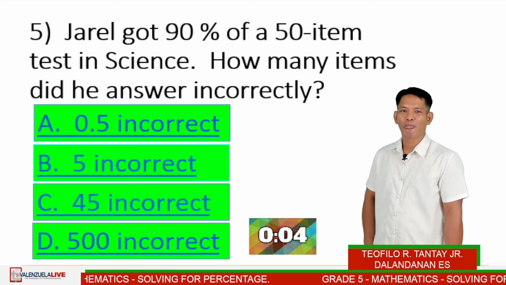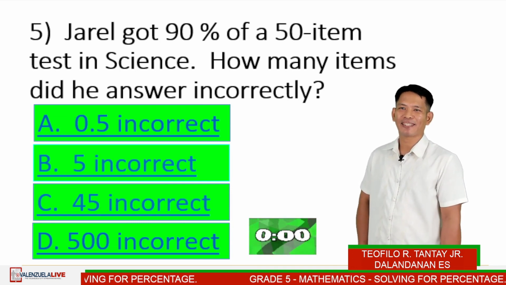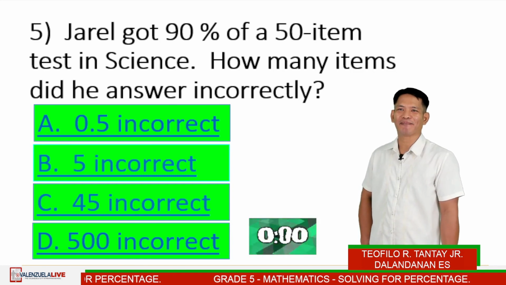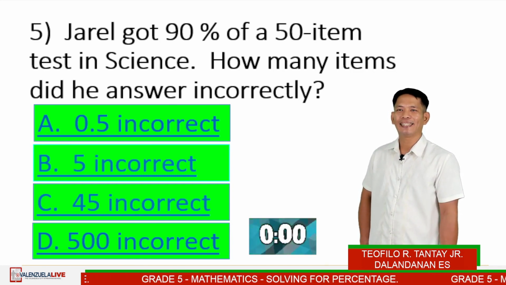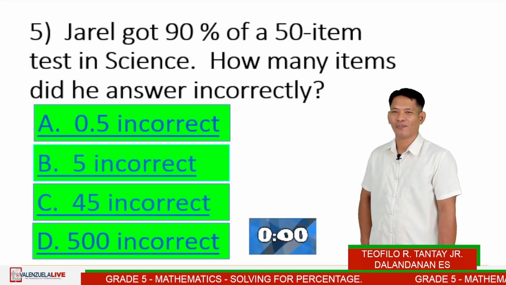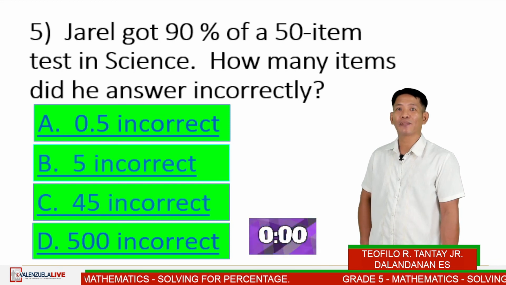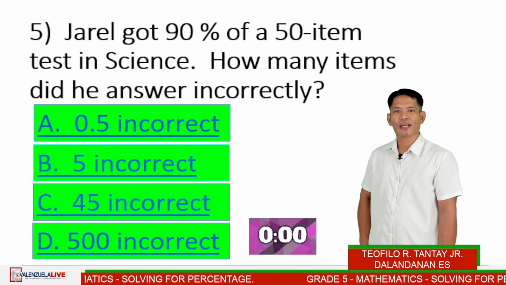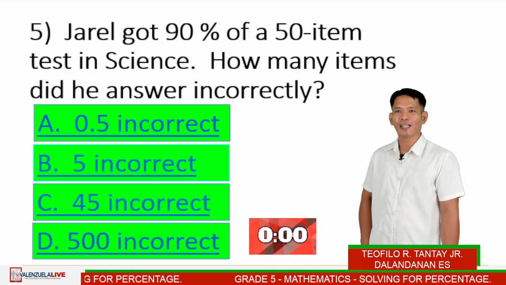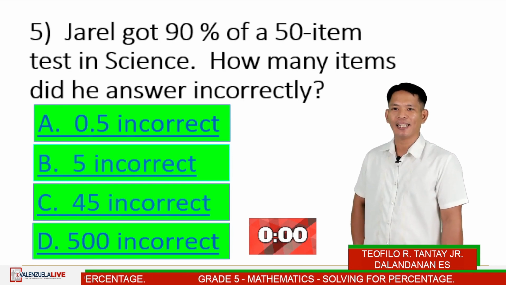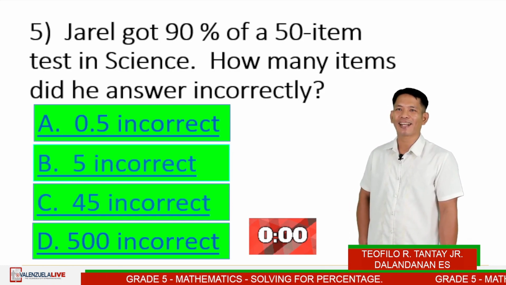Okay, 5, 4, 3, 2, 1, time's up. What's your answer, grade 5? Of course, the answer is letter B. 5 incorrect. So therefore, Jarrell's score is 45. But since our question in our problem is how many items did he answer incorrectly, the answer is letter B, 5 incorrect answers.